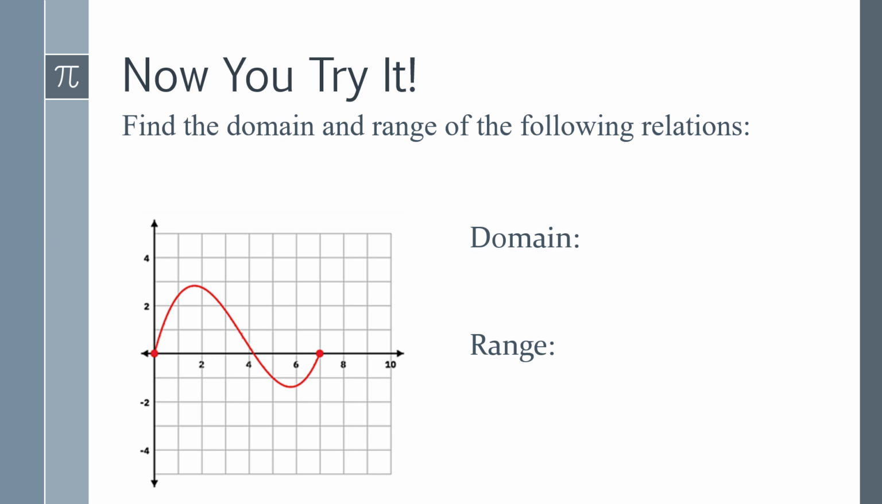So we've got x values are pretty easy here. We're going from 0 to 7. So this is pretty easy to express. And we're going to say that 0 is less than or equal to x, which is less than or equal to 7.